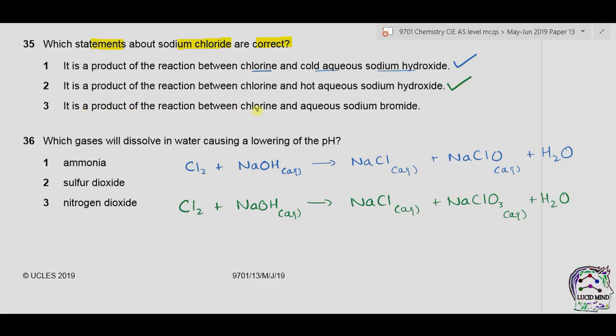3. It is a product of the reaction between chlorine and aqueous sodium bromide. Now we can see that chlorine is above bromine in the reactivity series. So chlorine can displace bromine to form sodium chloride and Br2. So 3 is also correct. As all options are correct, the answer is A.